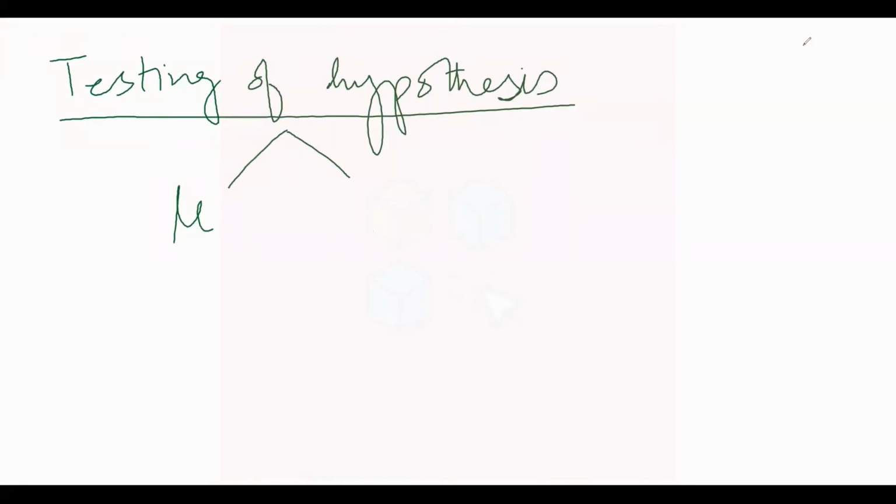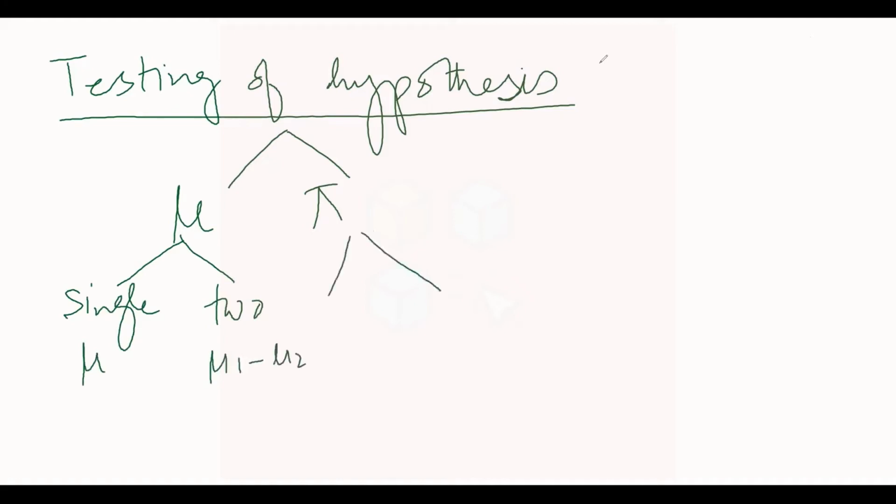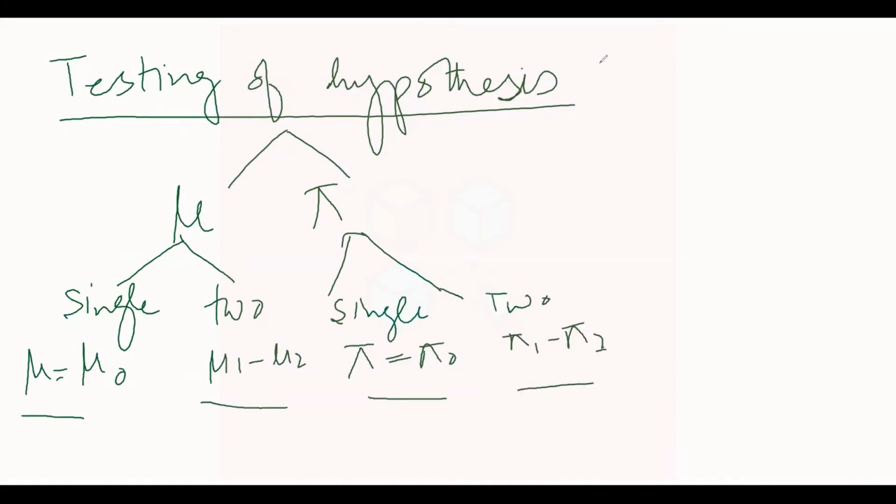We will consider two cases of the testing of hypothesis, the testing of mean and testing of proportion. The testing of mean is further divided into two cases, for single mean and for two means. For single mean, it's mu, and for two means, it's the difference of two means, mu1 minus mu2. Similarly, in the proportion, we deal with two kinds of testing. For single, pi is equal to pi naught, and for the two proportions, we will consider these four cases of testing of hypothesis here, in which the first one is what we are doing right now. So testing of hypothesis of mean, testing of mean.